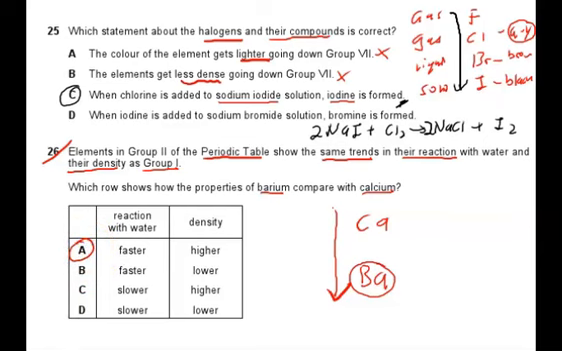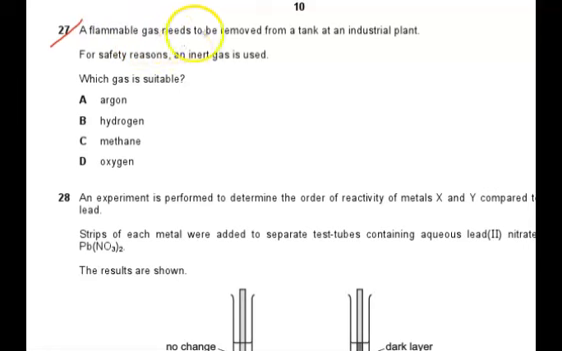Okay, now let us look at the next question. A flammable gas needs to be removed from a tank at an industrial plant. For safety reasons, an inert gas is used. Which gas is suitable? Argon is the only inert gas here, the rest are not. So 27 is A.